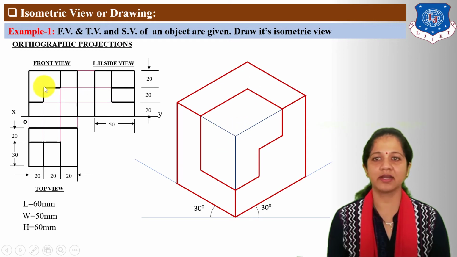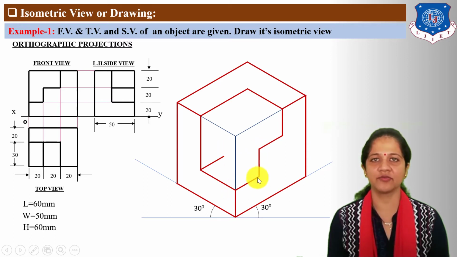Next complete the remaining portion of the front view, left hand side view and top view. Now from this point the missing line is length. So draw parallel to the length line from this point. Now from this point length and height lines are available. The missing line is width. So draw parallel to the width line. Now this length and width line intersect here.